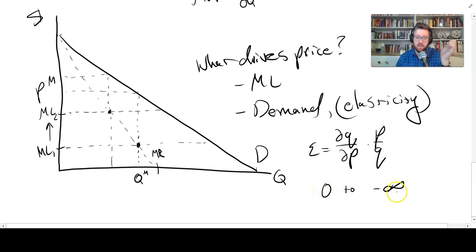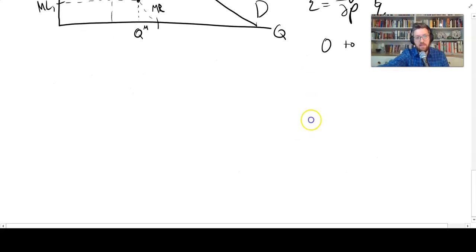If it's infinite or negative infinite, then a very small change in price has an astronomically large effect on quantity, right? So if you lower the price a little bit, you sell as many units as you want. If you raise it a little bit, demand drops to 0. Okay? And we can see graphically that these kinds of things matter.